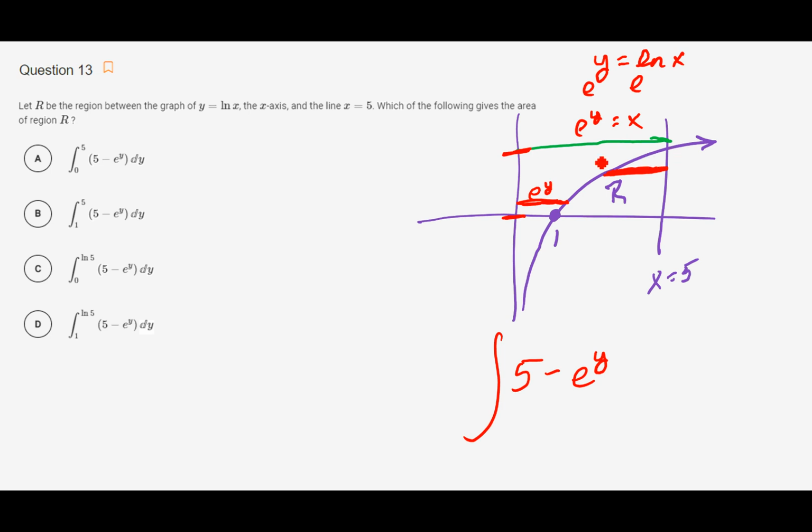So this point right here, let's get this green line out of there to make sense. We need to know what the y value of this point is. Well, if this line is natural log of x, at 5 it would be natural log of 5. That would actually give me the value. So it's this one, letter C. My bounds go from 0 to natural log of 5, of 5 minus e to the y, dy.